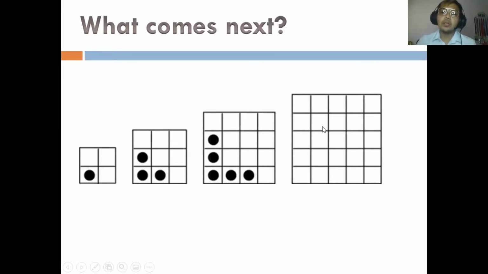So you will know that in this square right here, in the fourth square, you can have how many dots? Okay, how many? You have 1, 2, 3. So 1, 3, 5. So there are 7 dots. Okay, next.